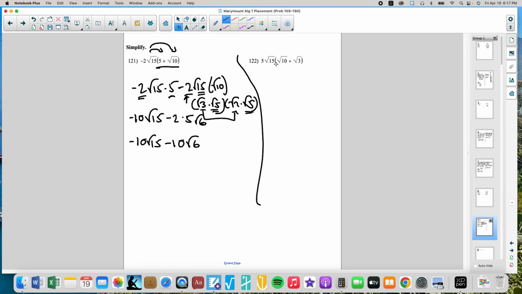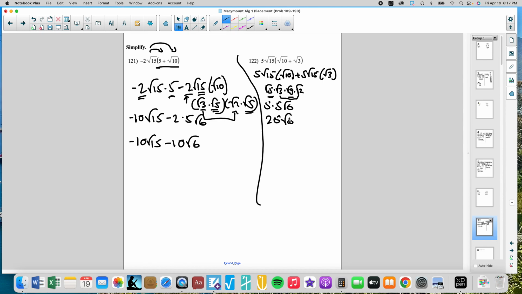And same thing here. We're going to have 5 rad 15 times rad 10 plus 5 rad 15 times rad 3. Rad 15 is rad 5 rad 3. Rad 10 is rad 5 rad 2. So we have 5 times 5. That second 5 came out because we multiplied rad 5 and rad 5. So that gives us rad 3 and rad 2 gives us rad 6.